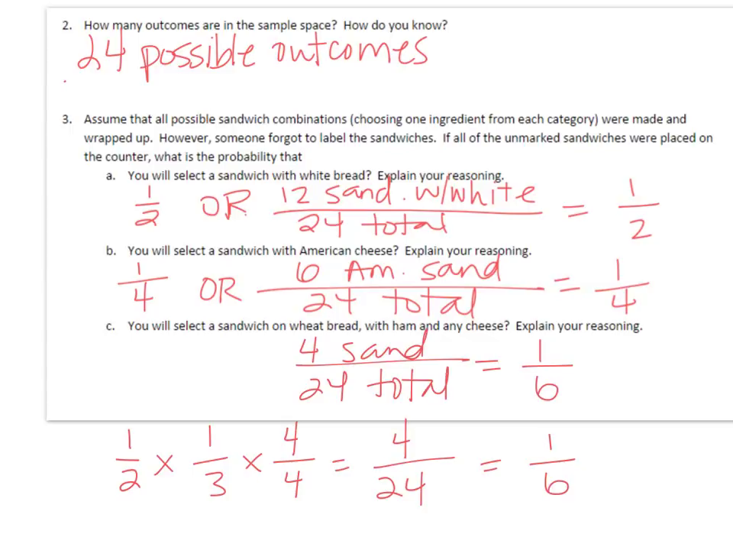You can explain your reasoning just by what I verbally said. You can either say, I had 4 possible outcomes that would work on my tree diagram out of the 24 total outcomes. Or you can explain, there's a 1 in 2 chance of getting wheat, a 1 in 3 chance of getting ham, and a 4 out of 4 chance of getting a cheese, and then I multiplied them all together.